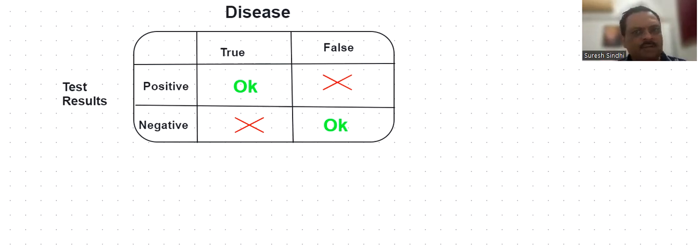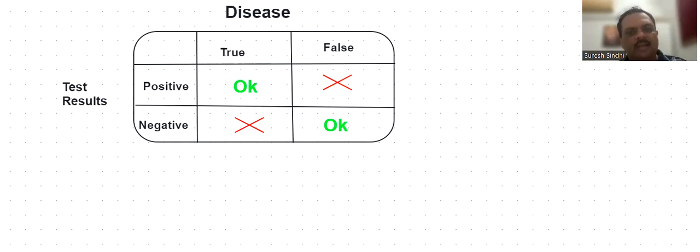Similarly, if the person is not suffering from any disease and the laboratory result is saying that he is not suffering from any disease, this case we call a false negative. False means there is no disease. Negative means the result is showing that there is no disease. So these two scenarios are okay for us. Person is suffering from disease, test result is saying yes. Person is not suffering from the disease, test result is also saying that person is not suffering from the disease.